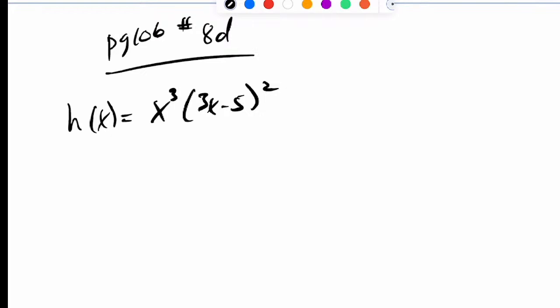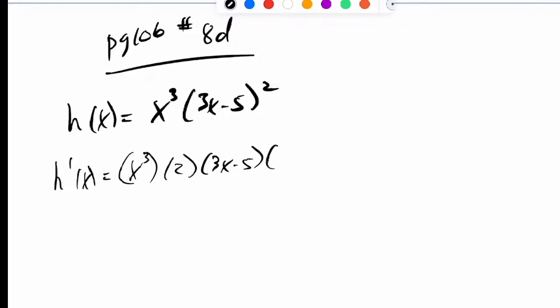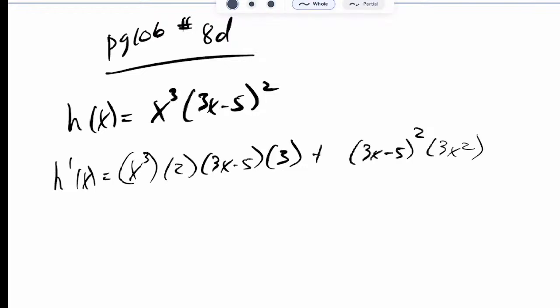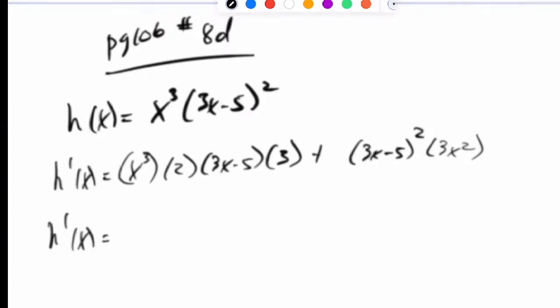Okay, with this one here, Shams wanted this one, and they want you to fully simplify. Let's go through it. So h prime at x is your first times the derivative of the second. Don't forget to take the derivative of the inside, plus the second times the derivative of the first. And then we can continue. So h prime at x, GCF out what you can.